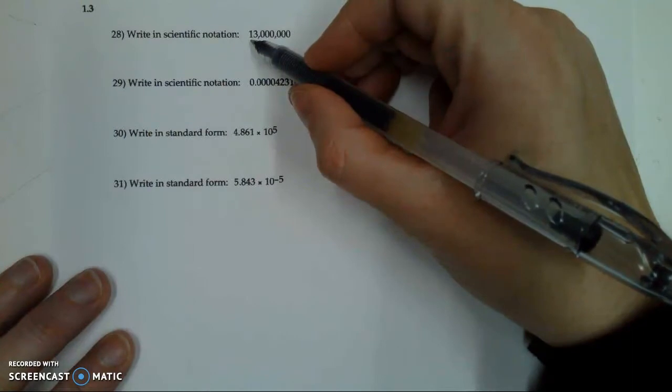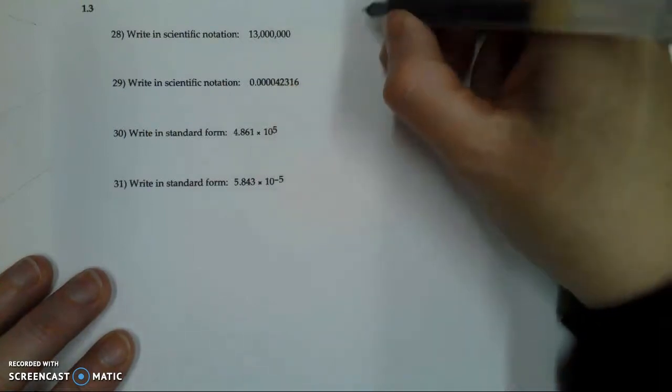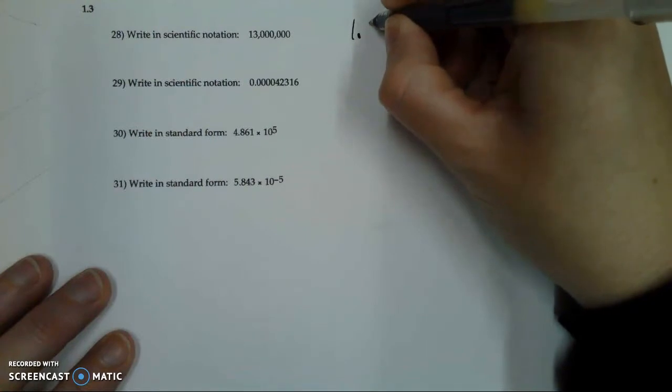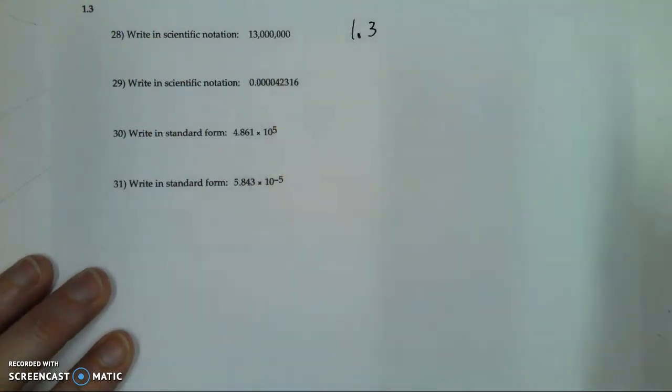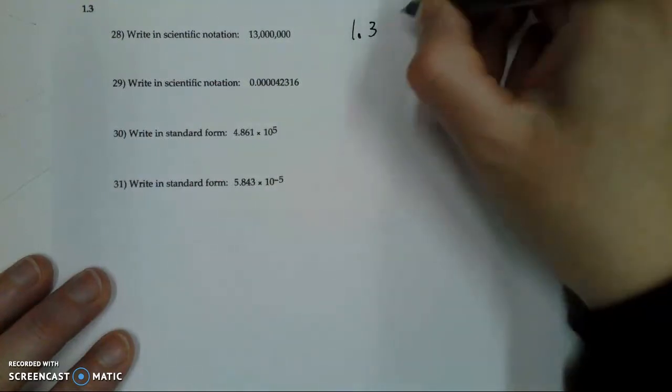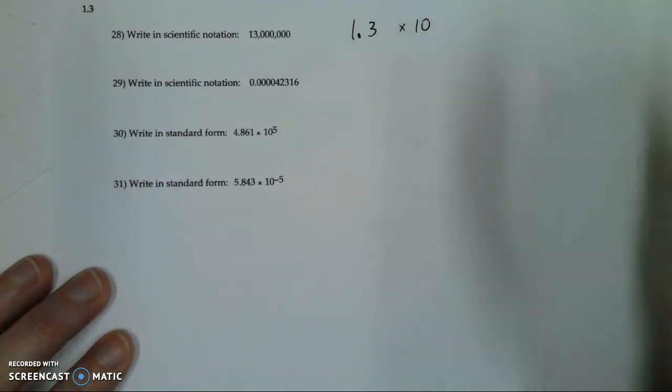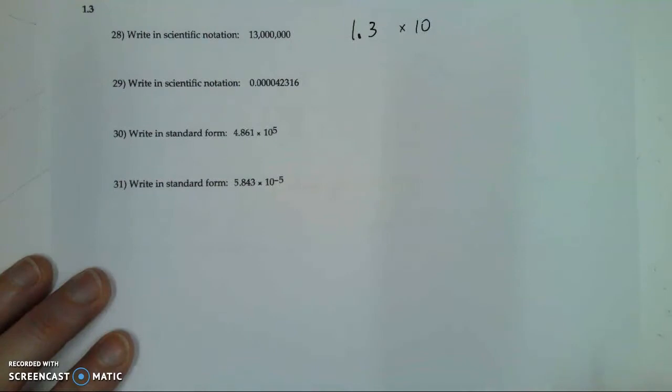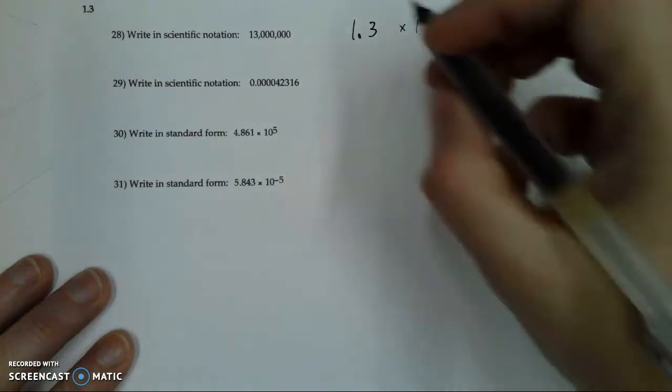the first non-zero number, so in this case 1, and put a decimal after it. Now we also want to include all the other non-zero numbers, so in this case I'm going to write 1.3. Then we're going to multiply that times 10 to some power. So the trick is, what is that power?